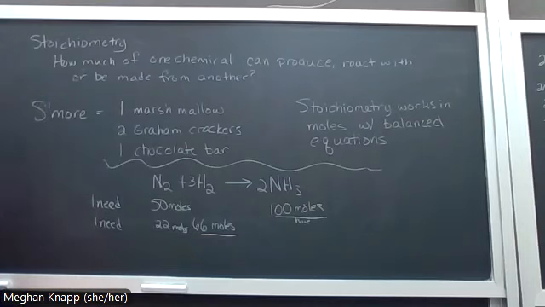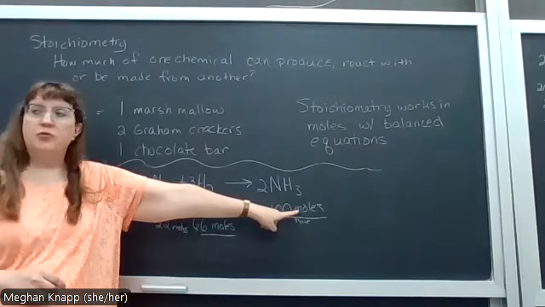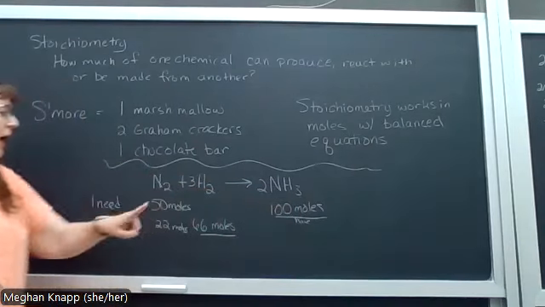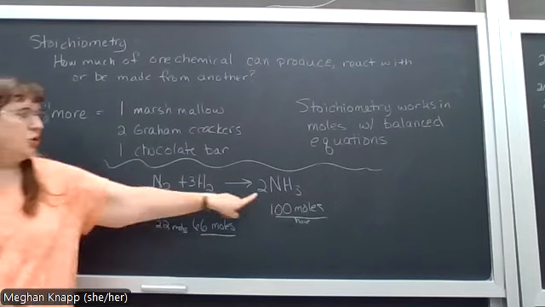All right, now it gets a little bit more complicated. Where did the 50 moles come from? Because I said I wanted to make 100 moles of this. So how many of this do I need to start with? It's because the ratio is 1 to 2.